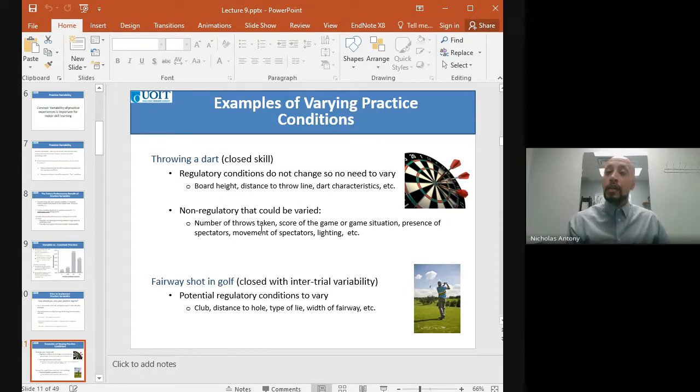So number of throws taken, the score of the game, where they're aiming for, lighting, the presence of spectators, to introduce practice with being stressed out or working within an audience. That's what you want to start varying to maximize learning or introduce variability. A fairway shot in golf was the second example of a closed skill, but with intertrial variability. Here, you would change non-regulatory and regulatory conditions. And the same is true of open skills, like boxing or any of the skills that we talked about earlier. Does that make sense, everyone?